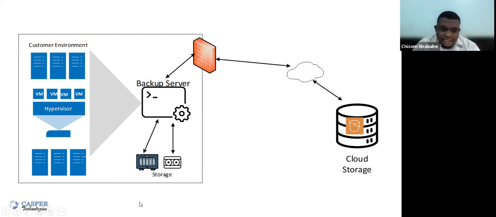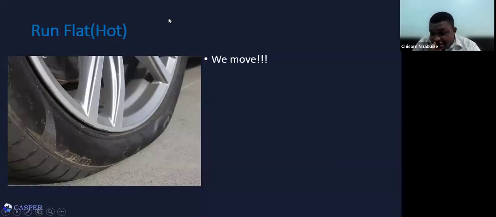So meaning, yes, if an application goes down, you have the ability to recover the application. All it will take will be time, but you have the ability to recover the server and recover the application at least to an acceptable state. So the next is that you use run flat tires. So you have a tire puncture, but you can continue driving. All is good, all is well.